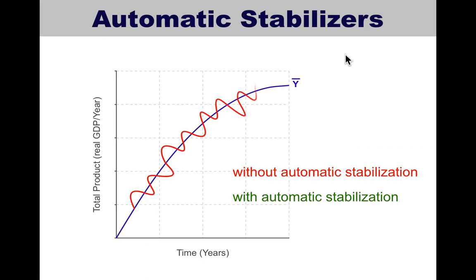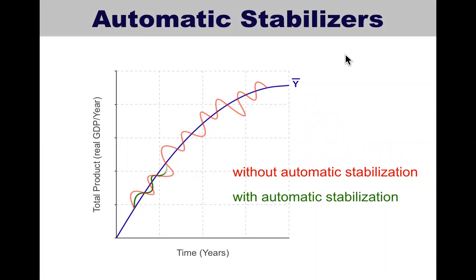Here we have, with the red line, we could picture perhaps an economy without automatic stabilization. So we've got fairly big expansions and fairly big contractions. Right? So things are quite large. I mean, this is a very big wave.